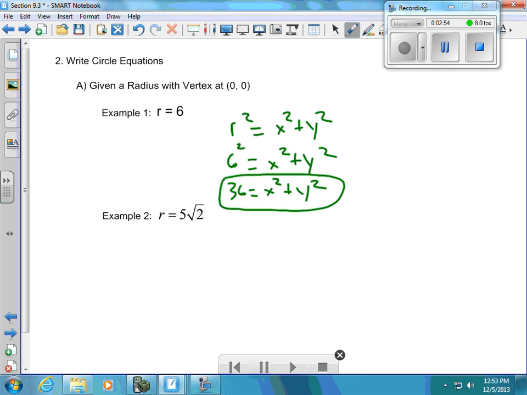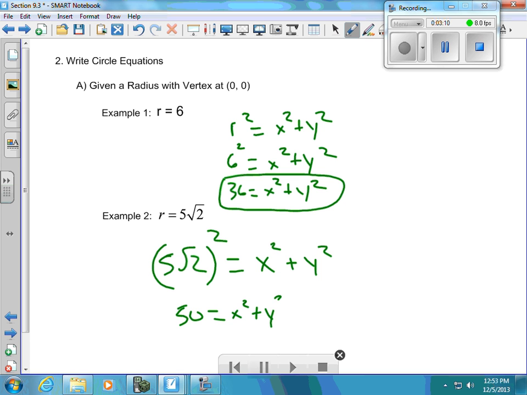Something like 5 square roots of 2. Square that. We can just put that in our calculator. 5 times 5 is 25. Square root of 2 times square root of 2 is 2. 2 times 25 is 50. x squared plus y squared equals 50.